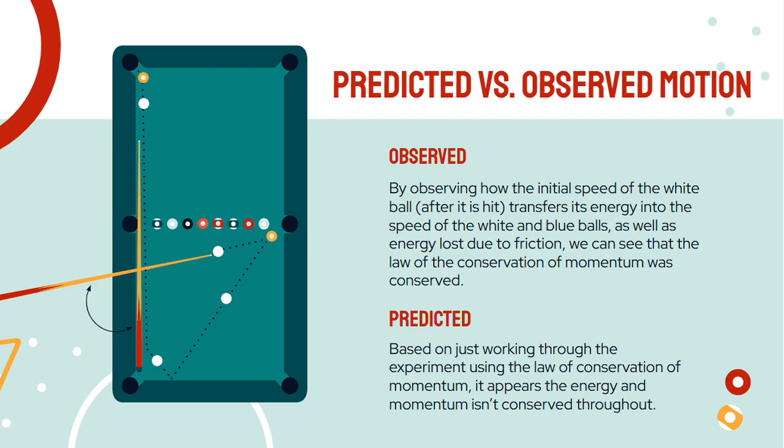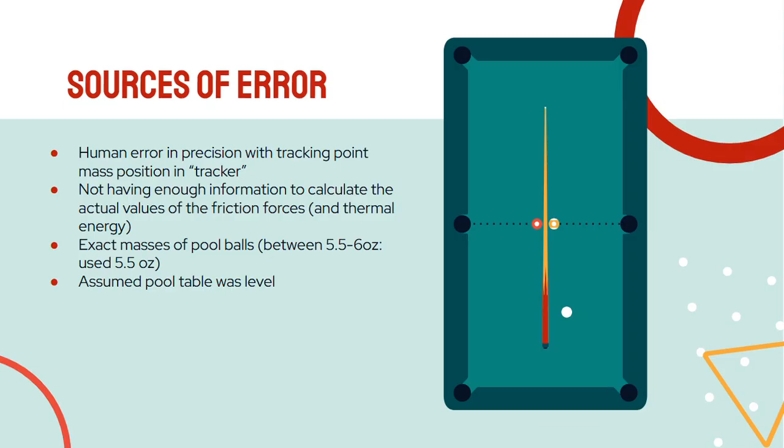Some sources of error are human error and precision with tracking the point mass position in Tracker, making sure it hits exactly at the center of mass. Not having enough information to calculate the actual values of the friction forces and thermal energy. That would be super cool if we were able to do that, but we don't have information such as the coefficient of kinetic friction, so we can't do that. The exact mass of the pool ball: it's in that range, but I just used 5.5 ounces converted to kilograms. We also assume that the pool table was level.